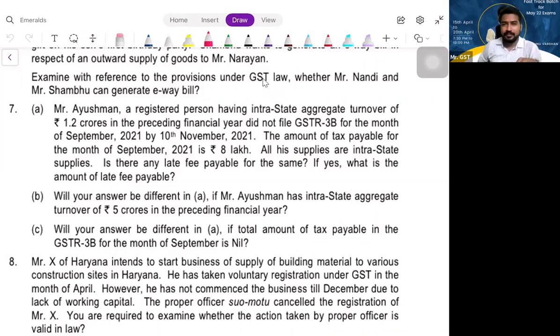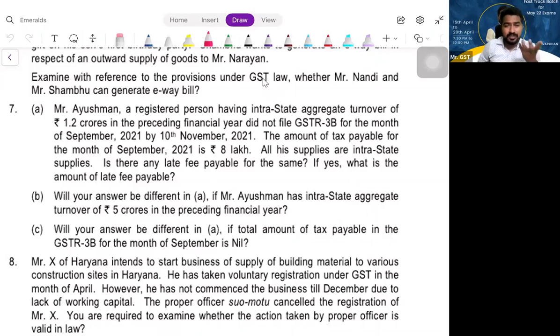Because that was the amendment, right? You remember the amendment regarding late fees? The late fee we discussed was generally 100 rupees per day, or 10,000 maximum, whichever is lower. So the maximum late fee was 10,000, that is 5,000 CGST plus 5,000 SGST. That maximum cap, they reduced for people based upon their aggregate turnover in the preceding financial year.